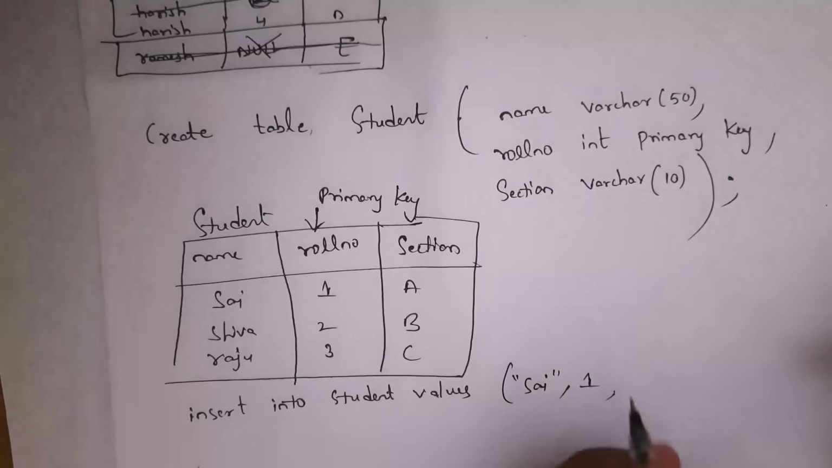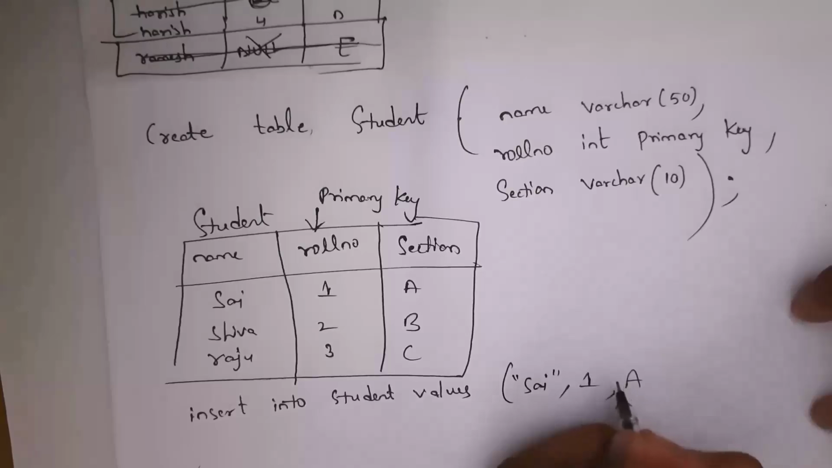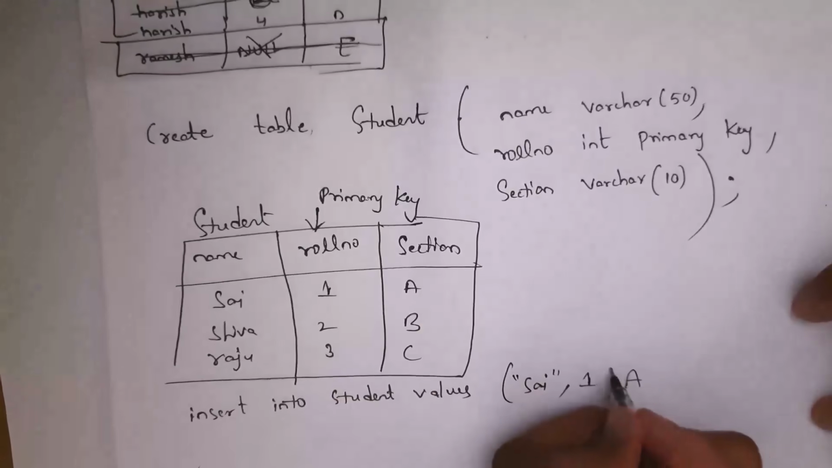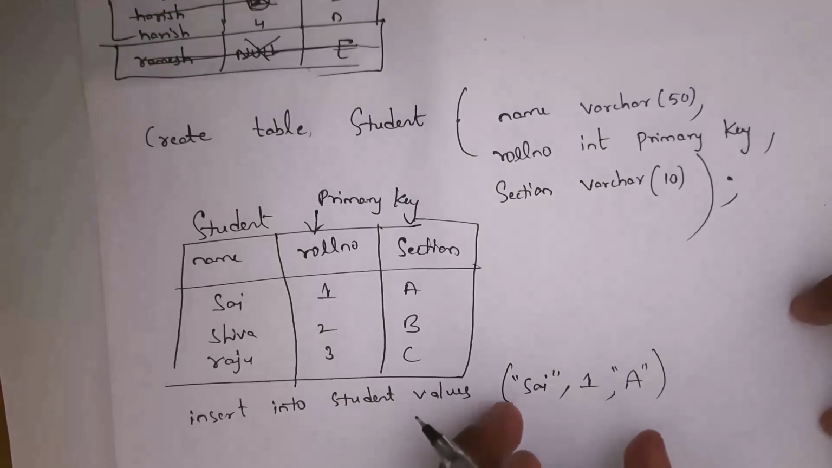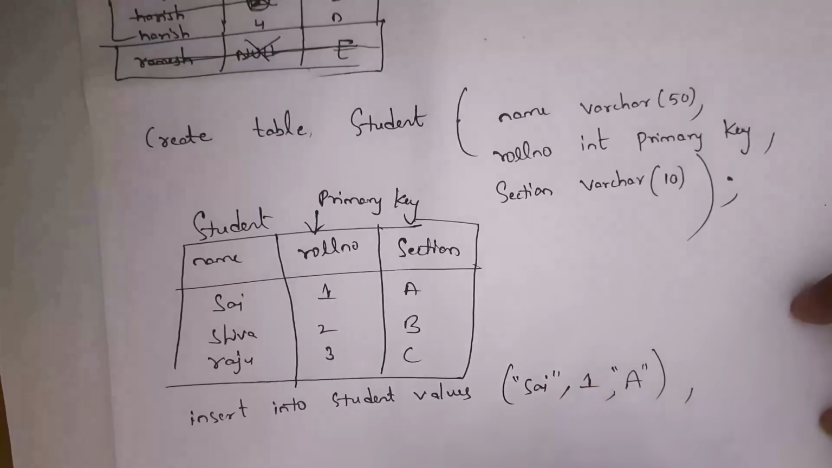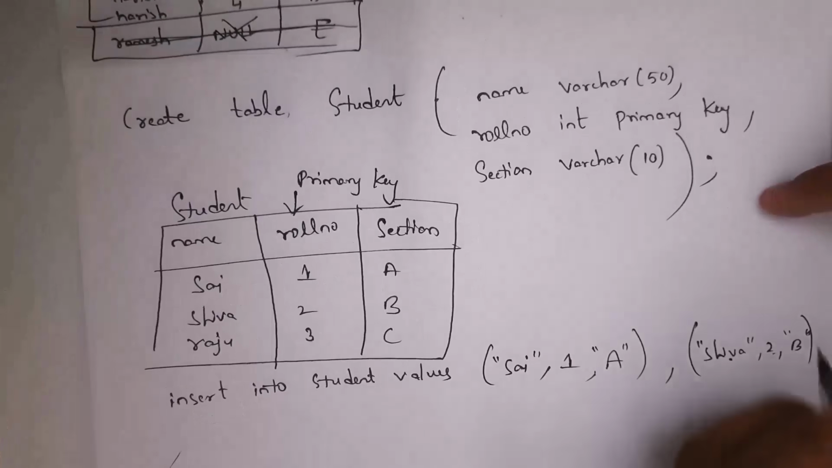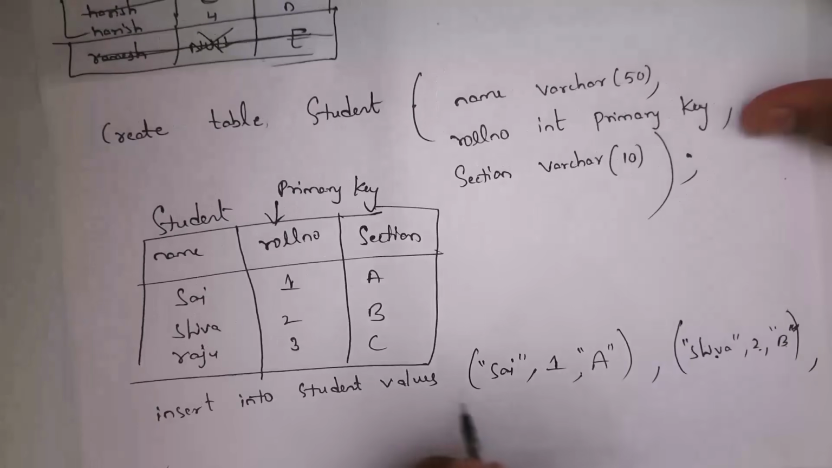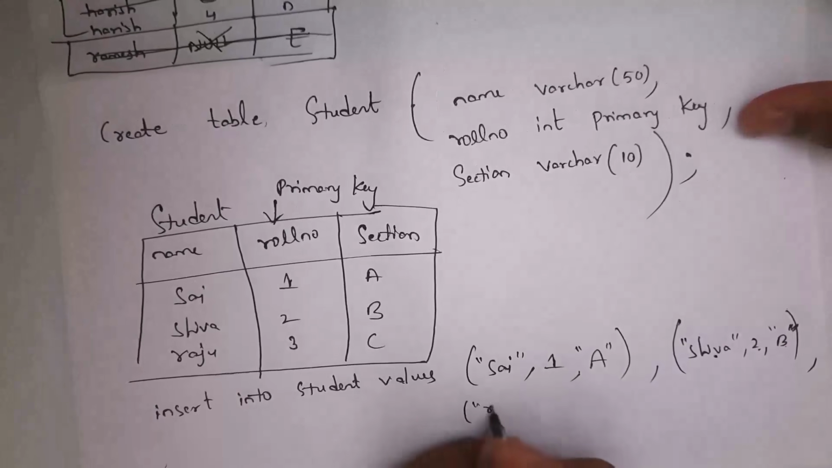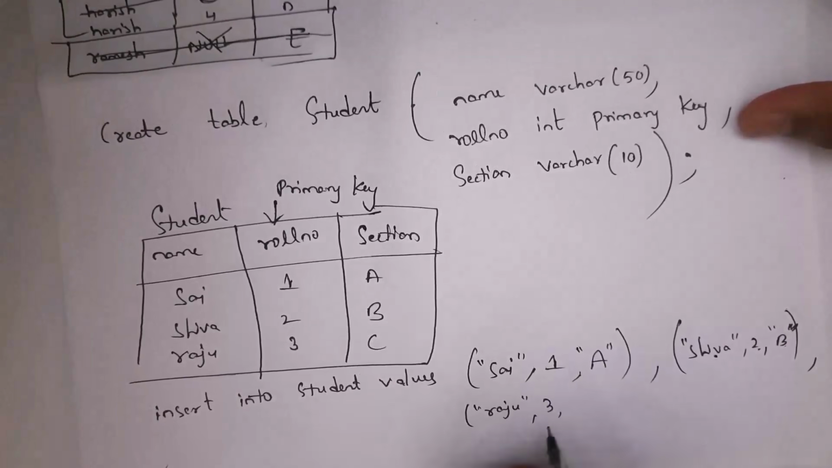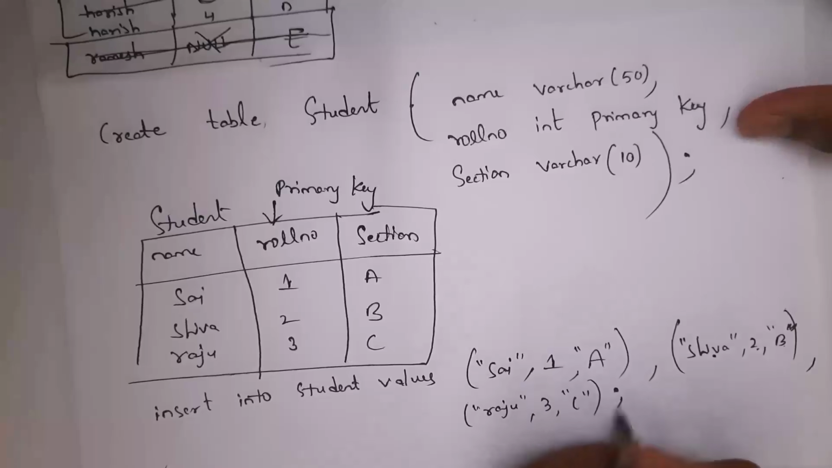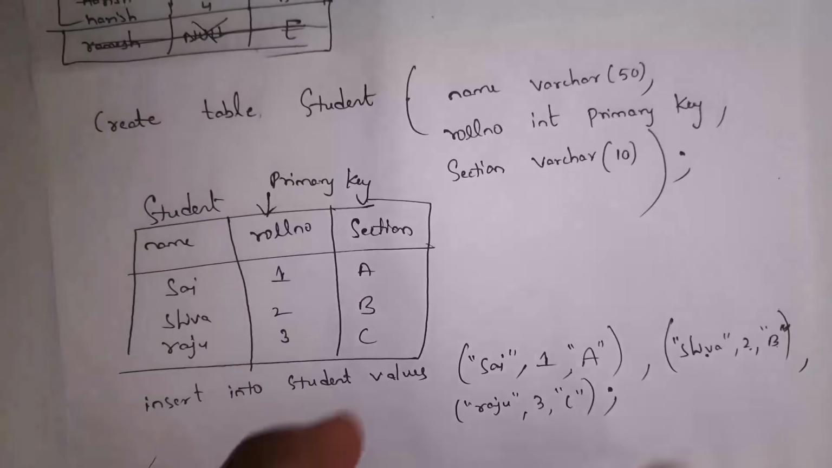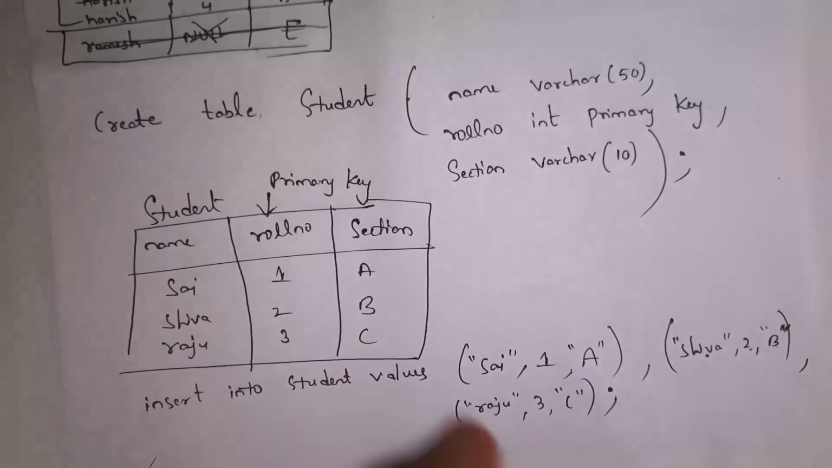Next column is section. So give here section, that is A. Section is varchar data type, so use quotations. Take name Sai, rule number 1 and section A in brackets, comma. Name Shiva, rule number 2 and section B, comma. Next one is Raju, rule number 3 and section C. At last give a semicolon. Guys, whenever you write this code and click enter, it will insert these records in the student table.